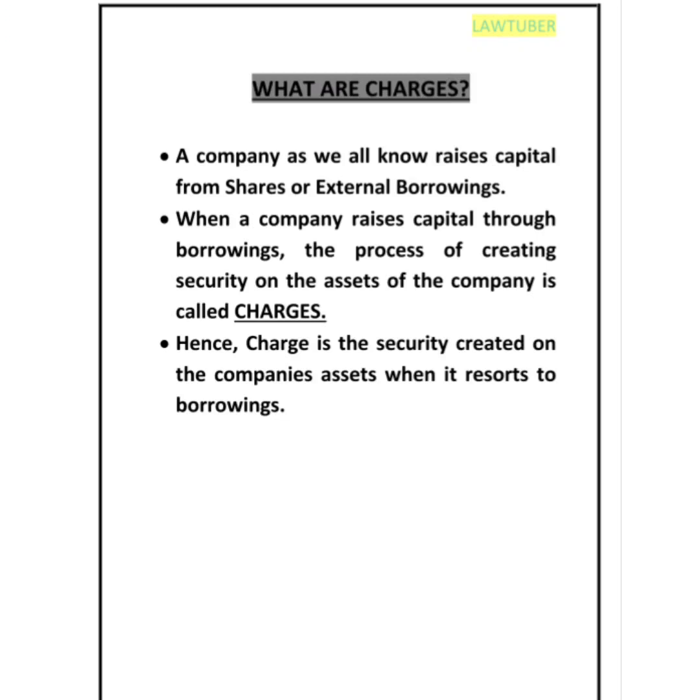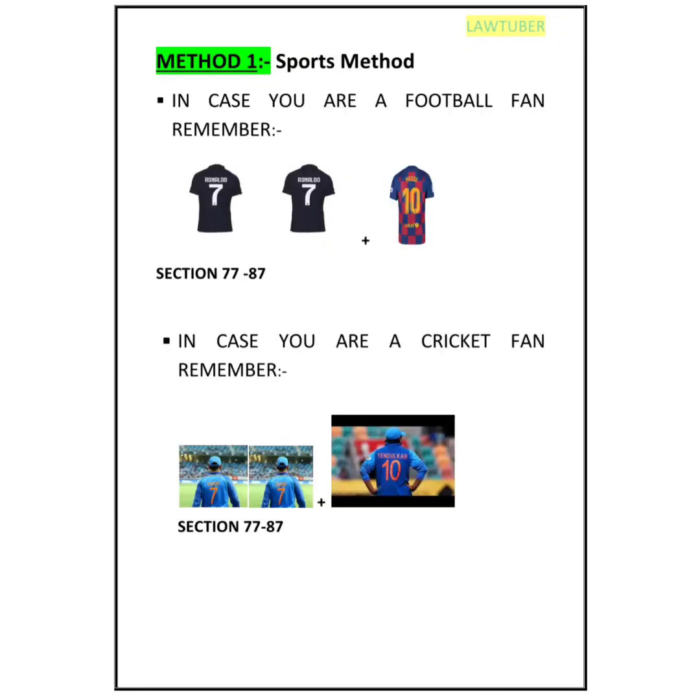So when you go to a bank, you have to give a security, right? Similar way, when a company goes to someone else to raise capital, the process of creating security on its assets is called charges. So how do you remember the sections? Two simple methods. Sports method is method 1. If you're a football fan, 2 Ronaldo jerseys plus Messi's jersey, that is 77 plus 10. 77 is the opening section, 87 is the closing section. In case you're a cricket fan, 2 Dhoni jerseys, 77 opening section. Add Tendulkar's jersey number to it, that is 10, 77 to 87. You have the opening and closing section.